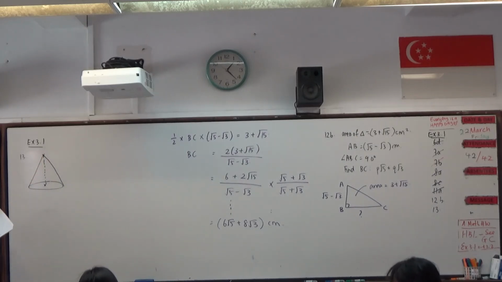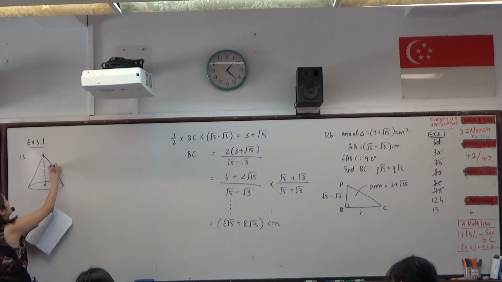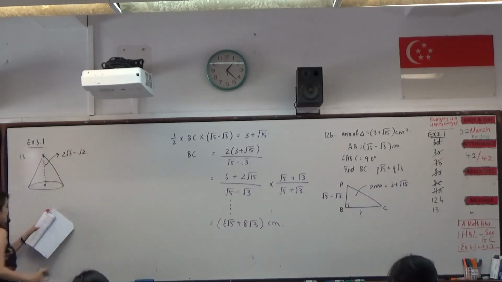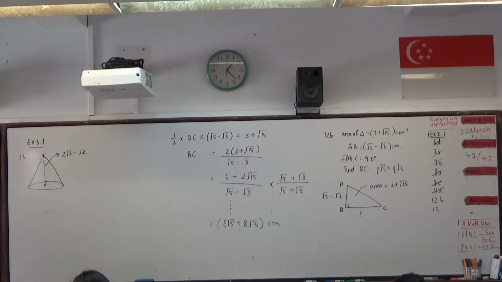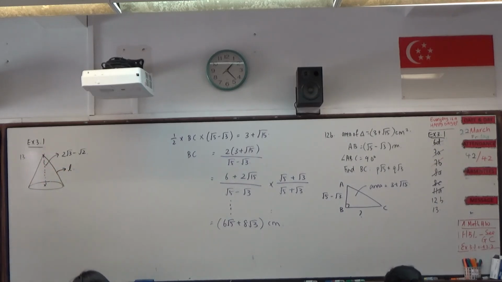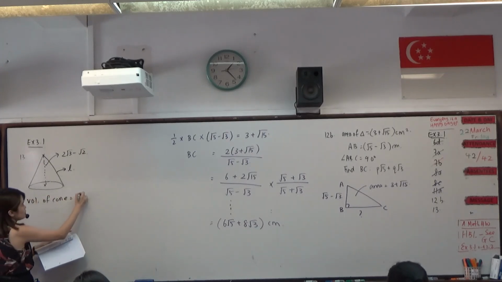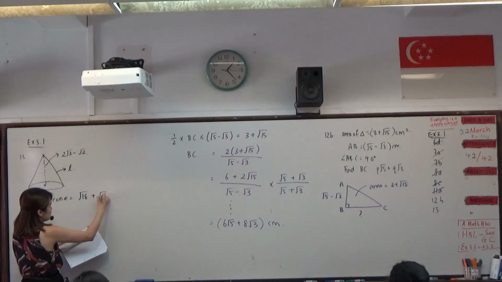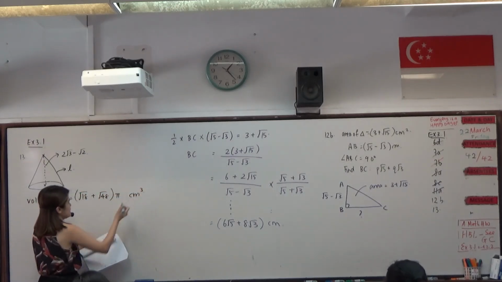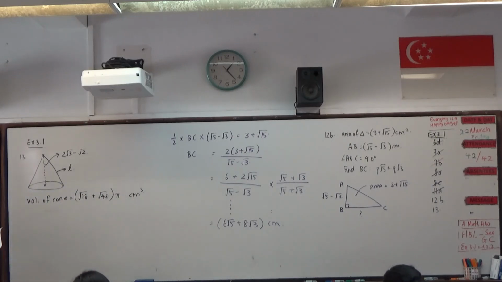So it says that the height is 2 root 3 minus root 2. And then the slant height, in case you've forgotten, the slant height is the edge over here. It is given to be L. The volume of the cone is given to be root 18 plus root 48, not forgetting there is a hidden pi there, cm squared. Question said no using our calculator.